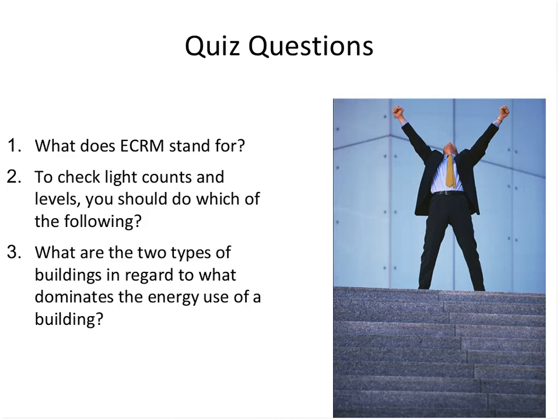And number 3, what are the 2 types of buildings? The correct answer is B, envelope dominated and internal gain dominated. So great. Everyone did a great job. Thank you very much for your responses.